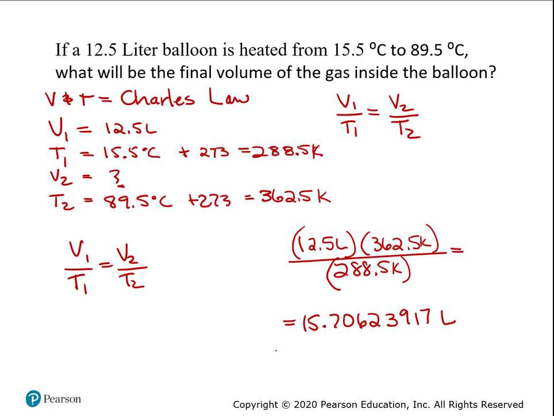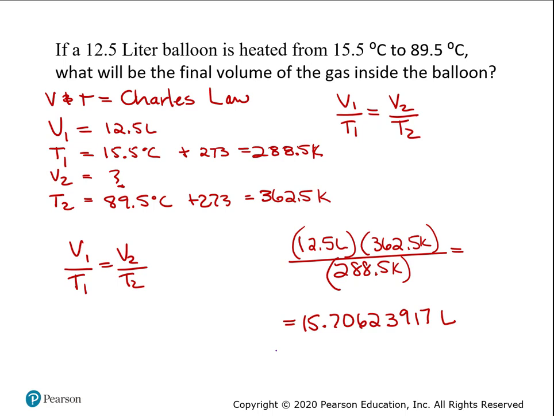So what is 12.5 liters? Volume 1. What is 15.5 degrees Celsius? T1. And then 89.5 degrees Celsius? T2. So what do I want to find? V2. Good. Okay, so I wrote them out. Very next thing I do is convert them to Kelvin. So add 273 to 15.5, add 273 to 89.5.